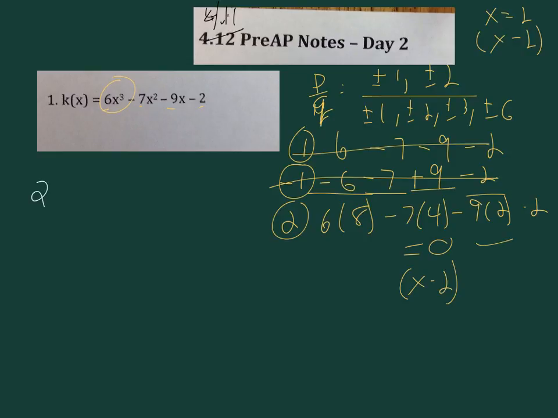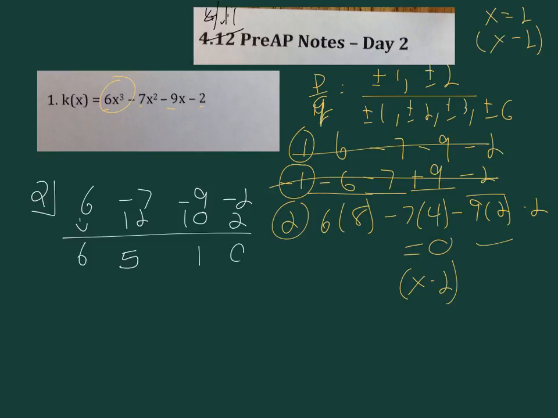So we have 2, which gives me 6, negative 7, negative 9, negative 2. And we'll drop down the first number, which is 6. 6 times 2 is 12, minus 7 is 5. Times 2 is 10, minus 9 is 1. 1 times 2 is 2, minus 2 is 0. All right, so now I have 6x squared plus 5x plus 1, which we will have to factor.